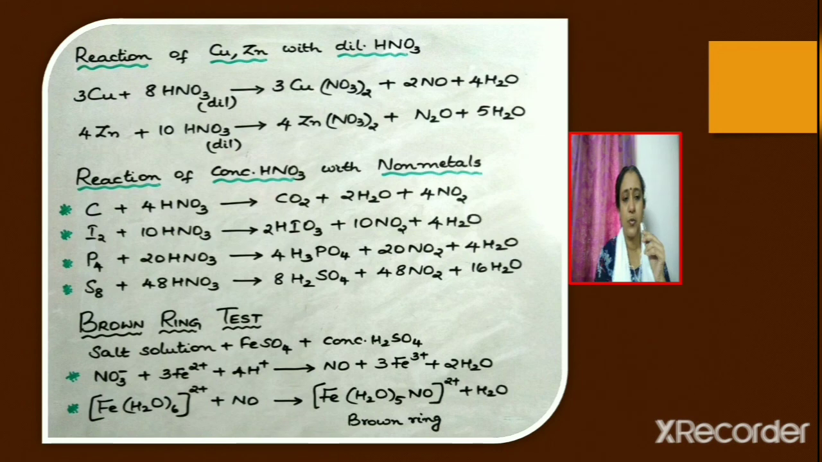So what is that brown ring due to? Let us see the reactions involved. Nitrate reacts with ferrous ions Fe2+ and H+ to give nitric oxide NO, Fe3+ and water. [Fe(H2O)6]2+ then reacts with nitric oxide NO to give a complex which is nitroso-ferrous sulfate. So it is due to the formation of this complex ion that the ring gets a brown color. So the brown ring is due to the formation of nitroso-ferrous sulfate, the complex ion [Fe(H2O)5(NO)]2+.